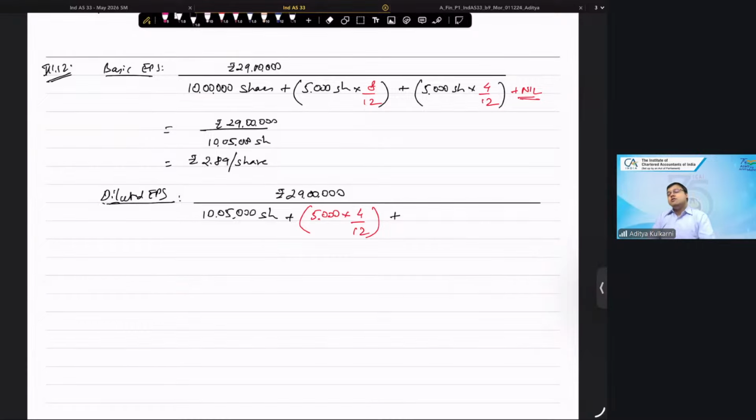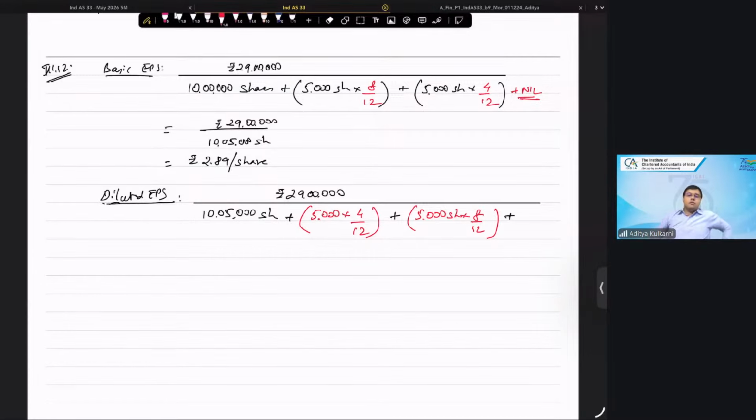Another 5,000 shares came into existence on 1st September. So can I say from Jan to August they were potential? Yes or no? Yes, sir. These are shares which are actually issued in September. That means they were potential for the first 8 months. So 5,000 into 8 by 12 plus.